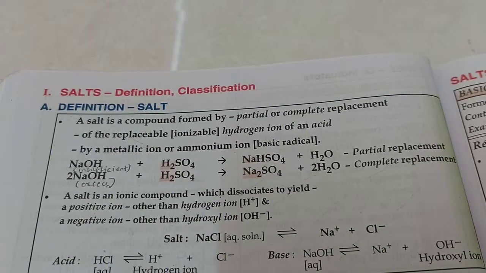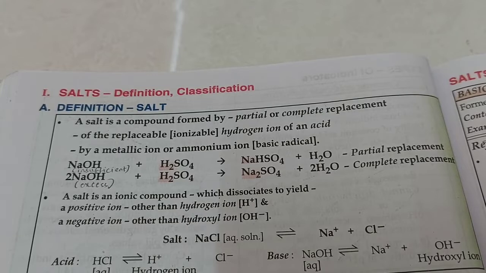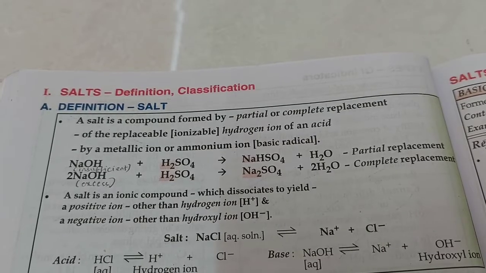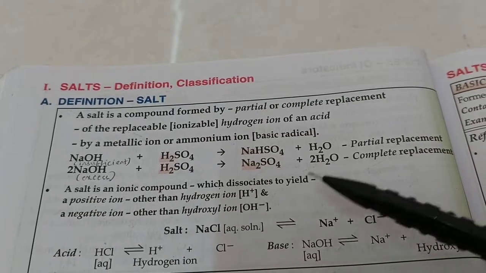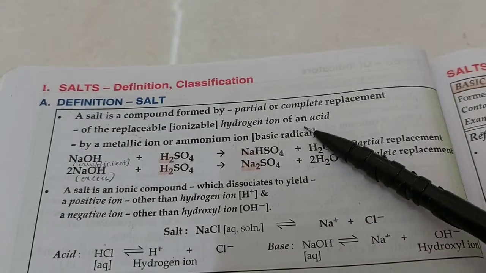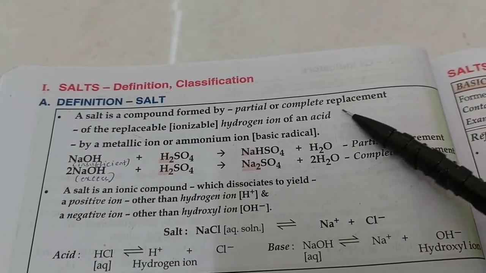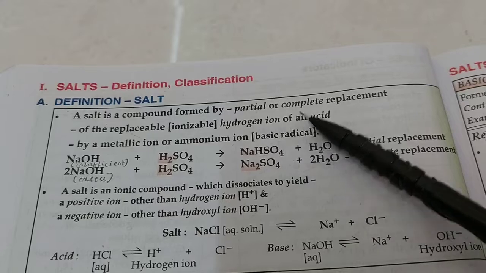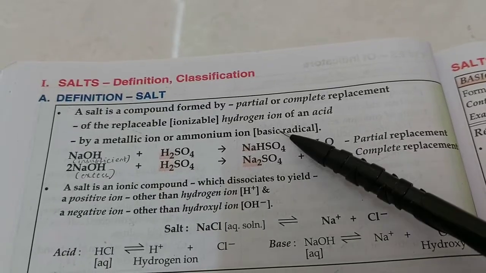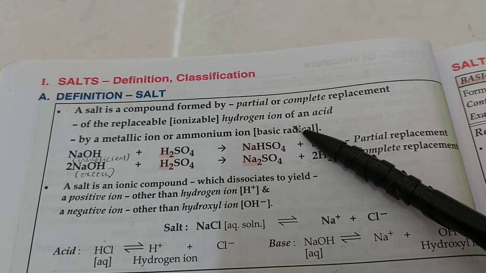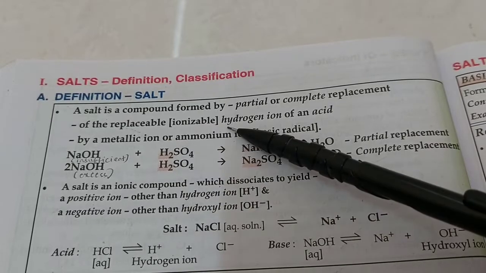10th Standard ICSE Chemistry, Chapter 3A, Part 2, Salts. A salt is a compound formed by partial or complete replacement of the replaceable, that is ionizable, hydrogen ion of an acid by a basic radical. That's a cation. It can be a metallic ion or ammonium ion.